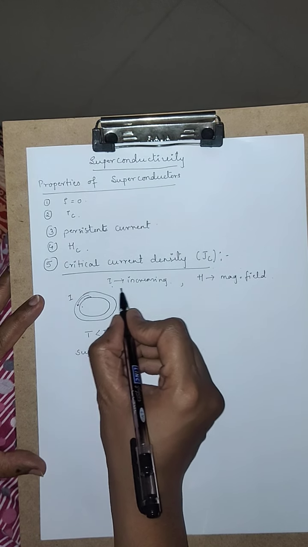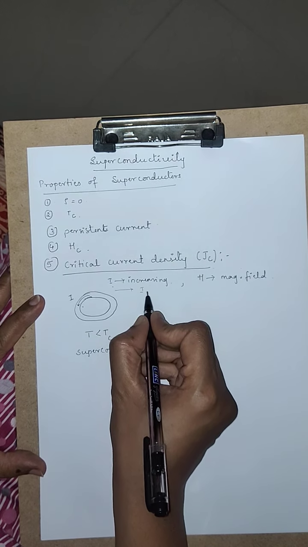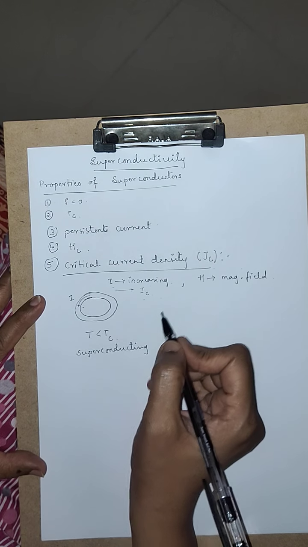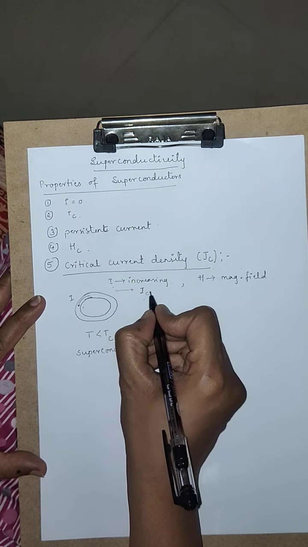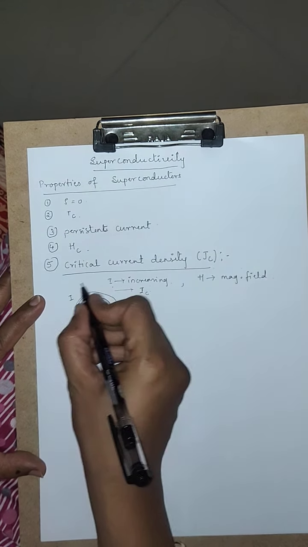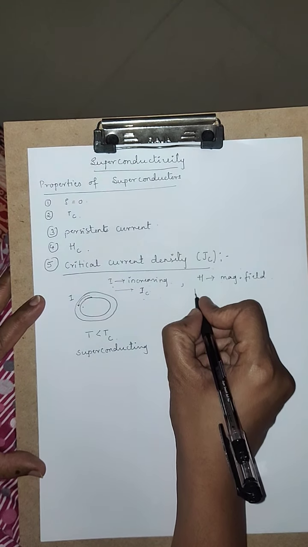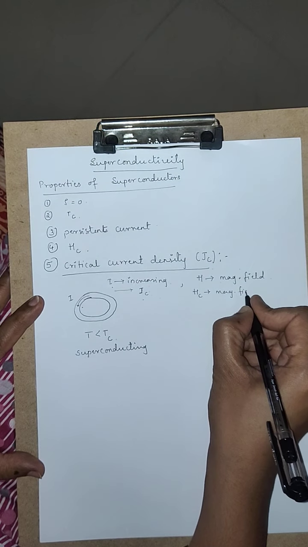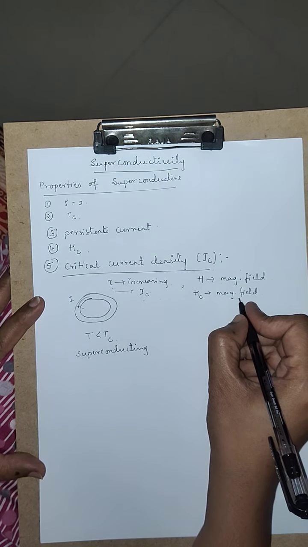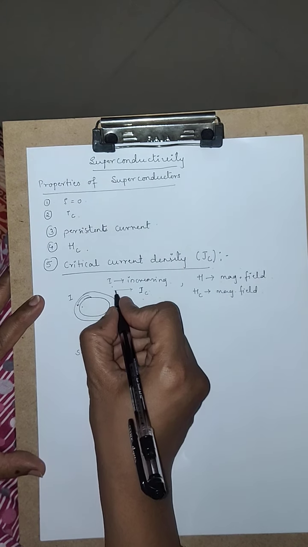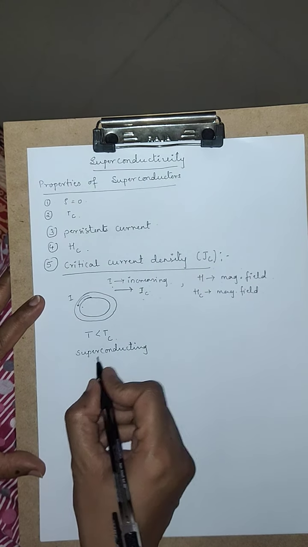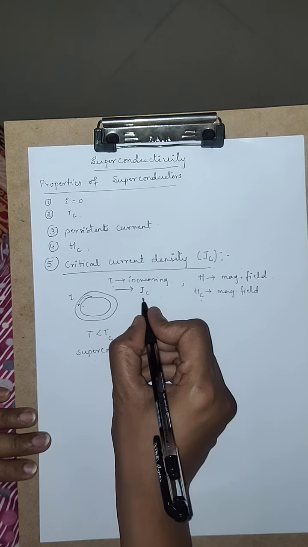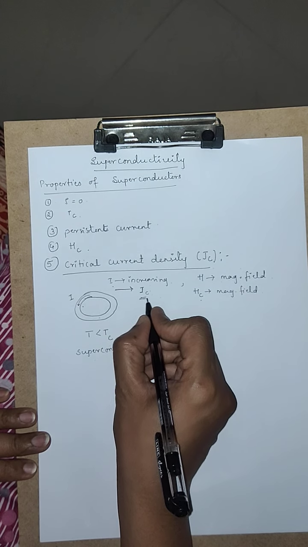It can be increased up to the value of IC, above which the material turns into a normal material. So this critical current leads to a magnetic field around this superconducting material, which is known as the critical magnetic field. So this critical magnetic field is enough to destroy the superconducting state of the ring. So this critical magnetic field corresponds to the critical electric current here.